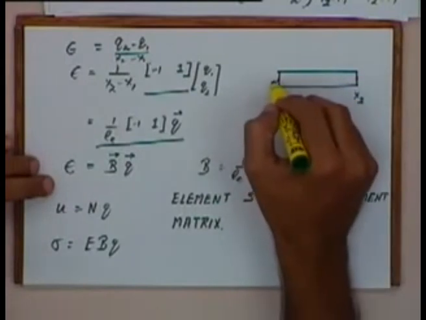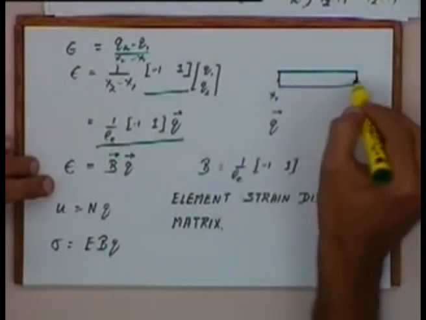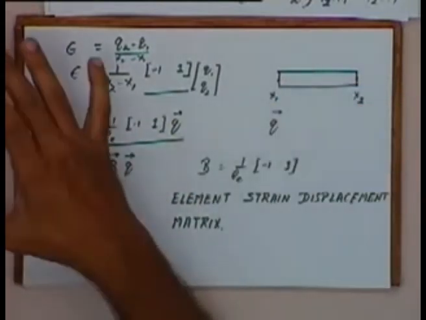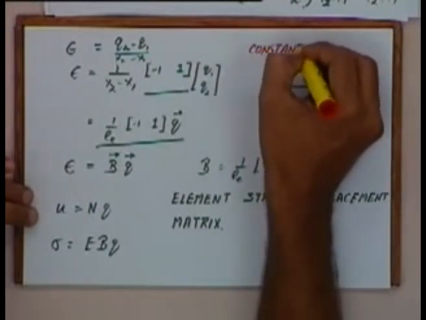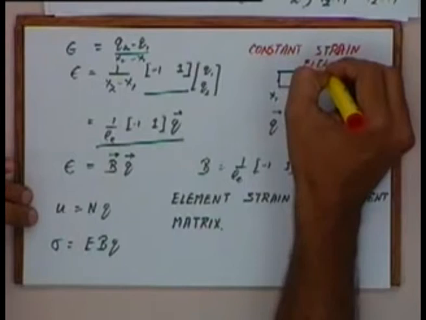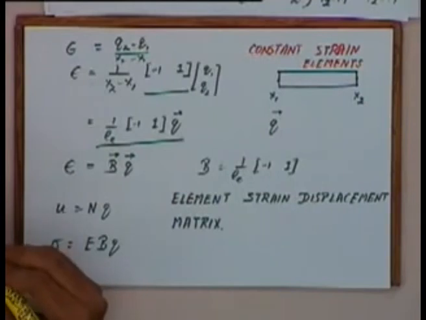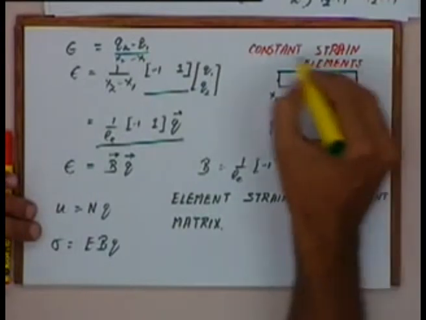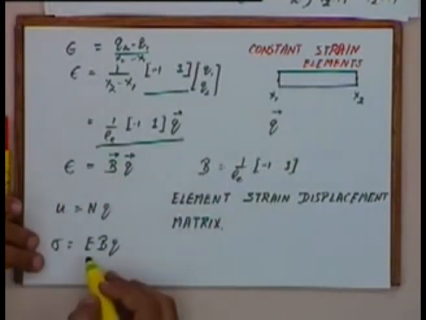So what we have got in this particular case is that the strain within the element does not change. We have assumed that the deformation is varying linearly. If the deformation is varying linearly, the strain within the element will be constant. That is why these types of elements are also referred to as constant strain elements. So for simple two noded 1D elements, which are also constant strain elements, we get u equal to N q, epsilon equal to B q and sigma equal to E times B times q.